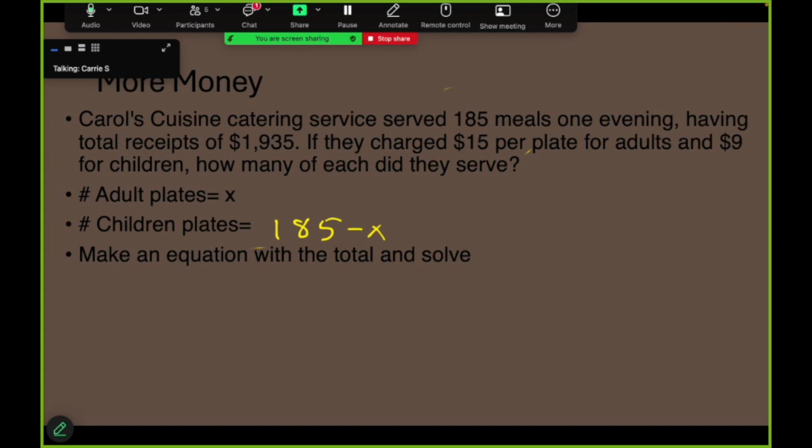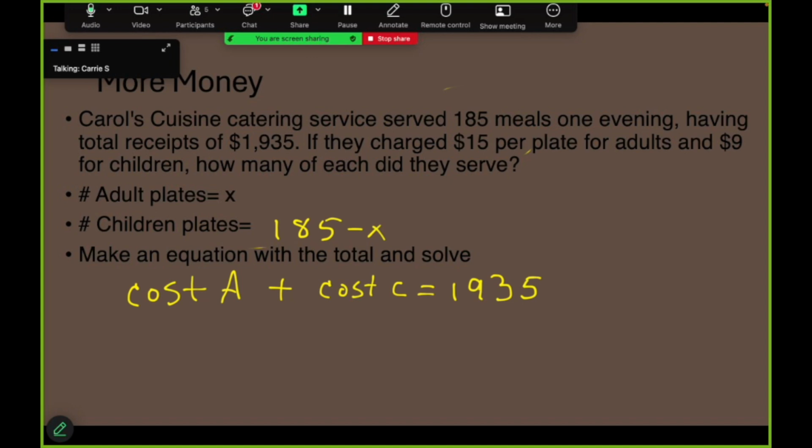We know that the cost of the adults plus the cost of the children, she got a total of $1,935. Are you with me so far? Yep. How are we doing, Zach? Are you with me so far? Yes. All right.